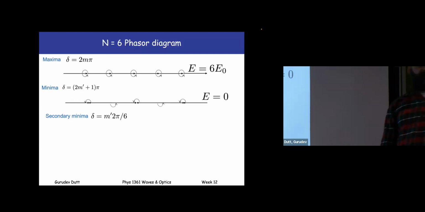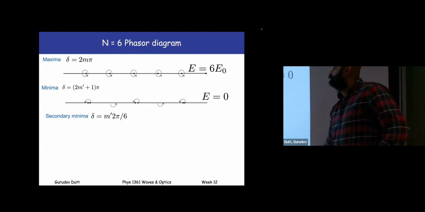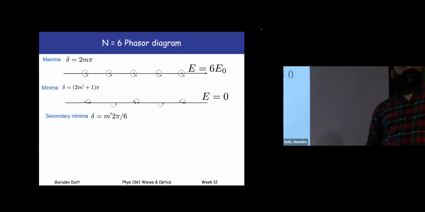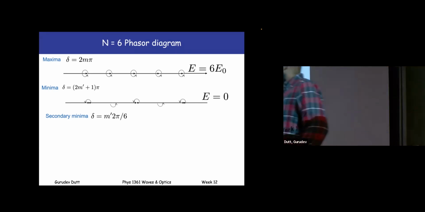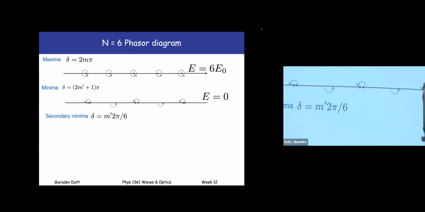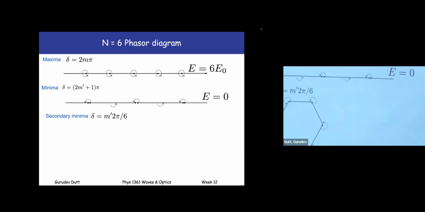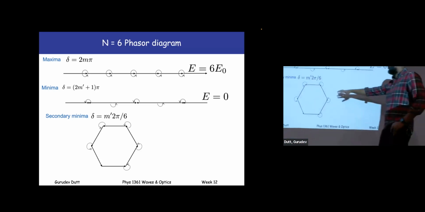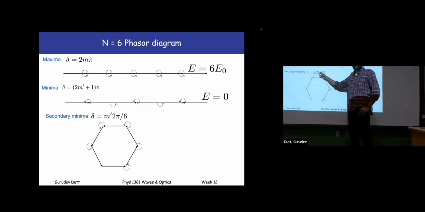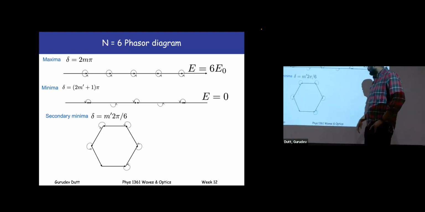But there are also other minima. It doesn't just stop with this obvious minima. There are secondary minima, and they can be formed by not rotating the phasor by the entire pi, but by some intermediate angle such that the overall sum circles back and comes back to 0. So what do I mean by that? Imagine I did this m prime times 2 pi over 6. 2 pi over 6 is just 60 degrees, basically, for m prime equal to 1.